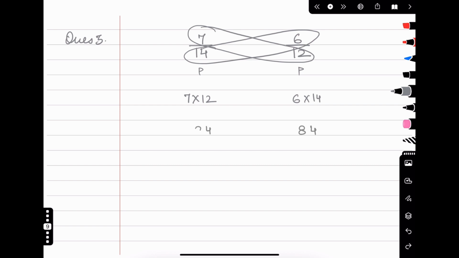6 into 14 is 84. And 7 into 12 is also 84. So these two fractions are equal. Hence, both the fractions are equal, or you can also say equivalent fractions.